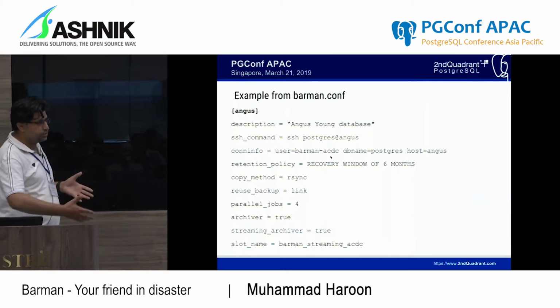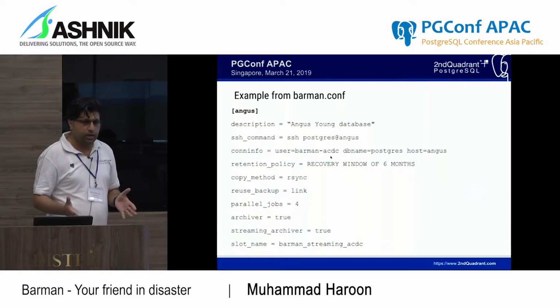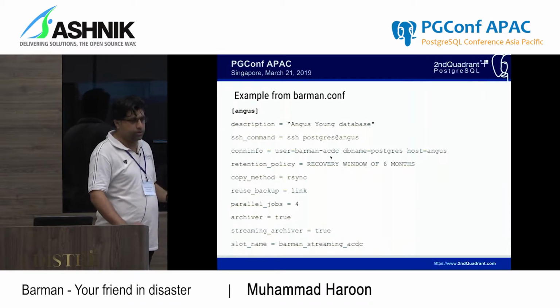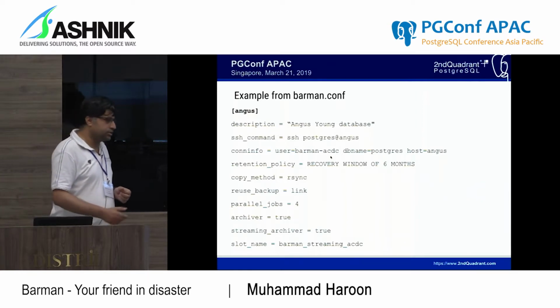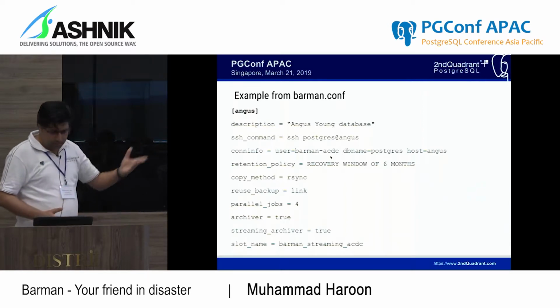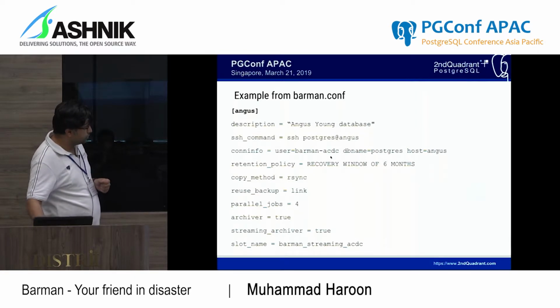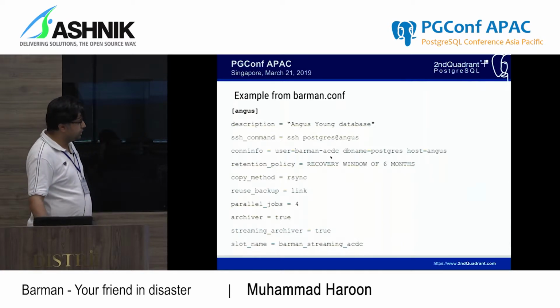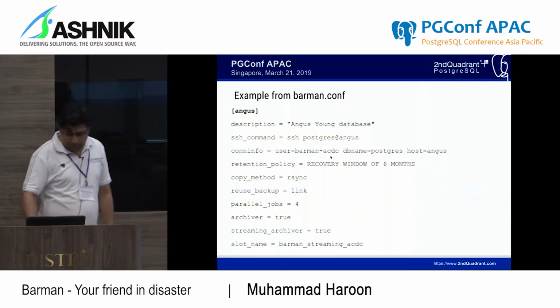Retention policy, as I mentioned, basically defines what sort of time frame you would want to have in order to enjoy point-in-time recovery. So the point here is that you should be able to recover to any point within this given window as and when the disaster happens. Copy method, for example, is specified as rsync here, and then you have parallel job specified and streaming archiver, which needs to be set to true. It will create a replication slot in order to make sure that your WALs are not lost in case your network connection suffers some sort of a glitch.